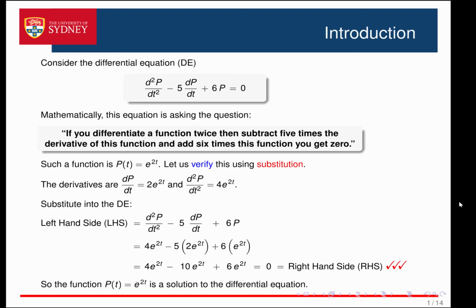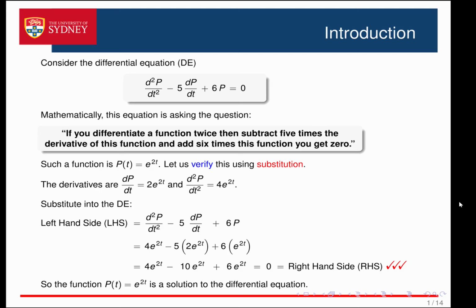Because when we substitute e to the 2t into the differential equation, both sides are equal, this means that e to the 2t is a solution of the differential equation. Sometimes we say that e to the 2t satisfies the differential equation.